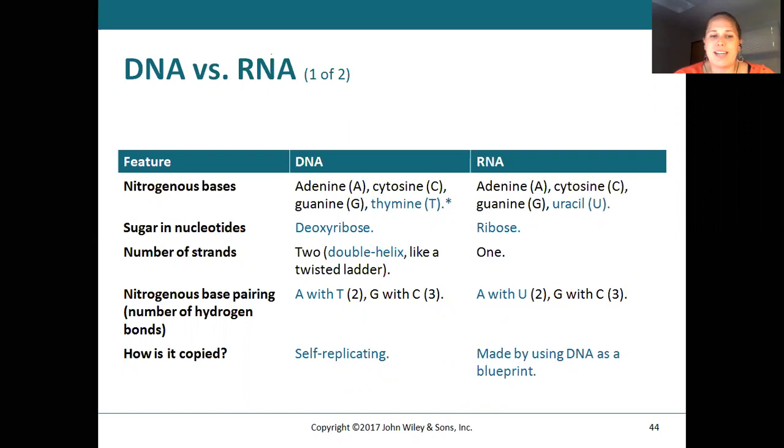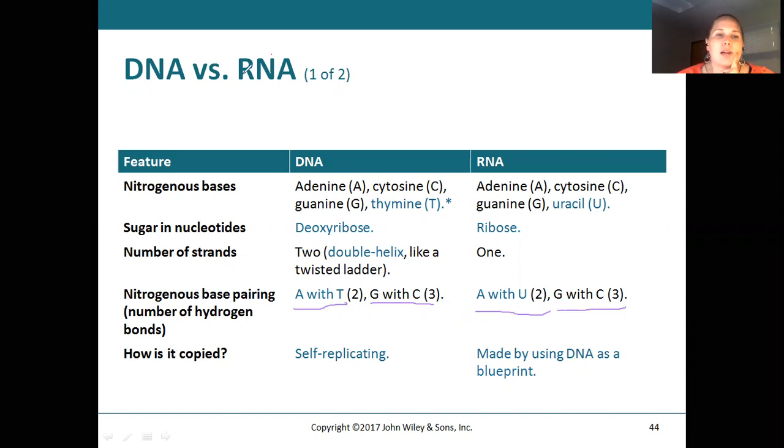Here you can see the nitrogenous bases and the number of hydrogen bonds that form between them. So in A and T, you have 2 hydrogen bonds. With G and C, you've got 3. With A and U, you've got 2. With G and C, you have 3.